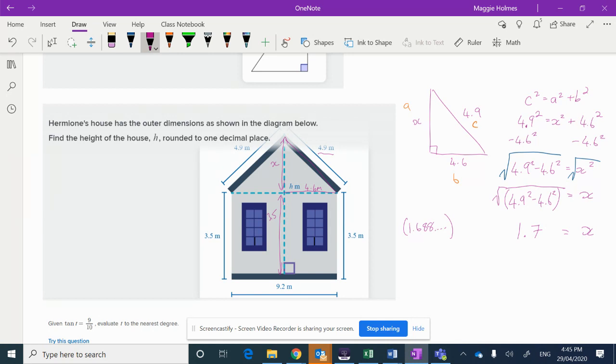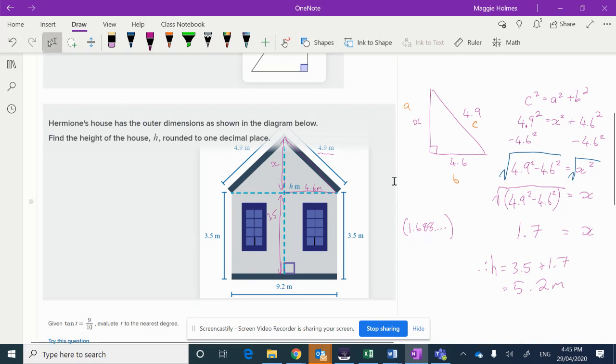All right, let's just check. Does that sound reasonable? Obviously, that's not the whole height, because I was a little bit worried for a second there. That's not the whole height. That's just this little bit up the top here, right? So the height is made up of, we said that 3.5 plus our 1.7. So that is 5.2 meters.